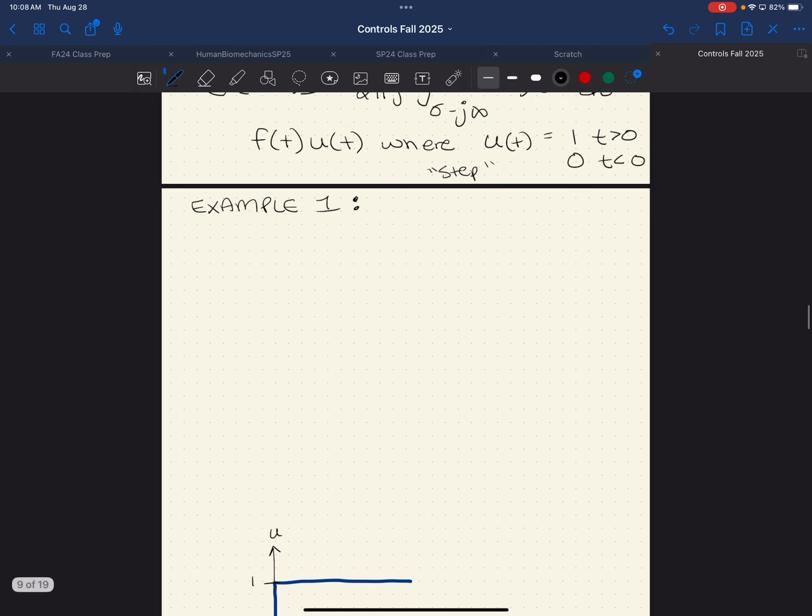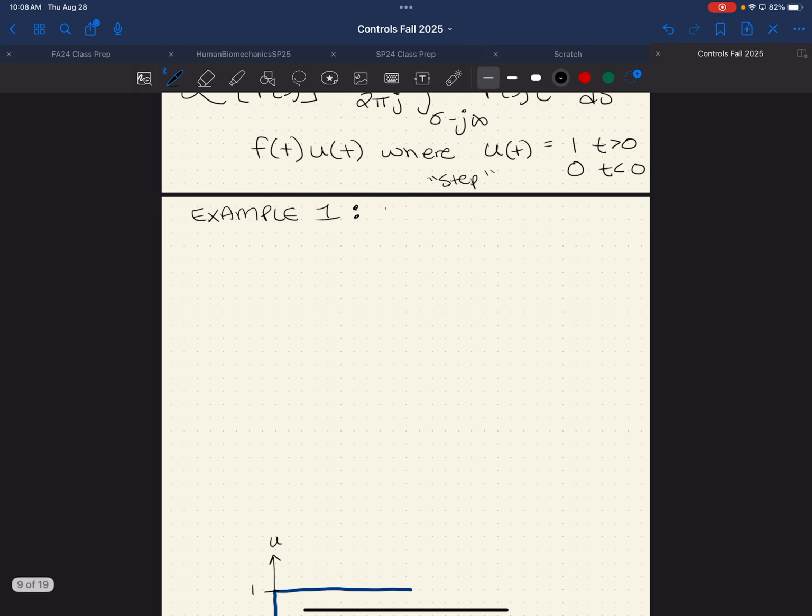So we're going to find the Laplace transform of our function of time, which is some scalar a times e to the minus a t times our step function u of t. All right, so let's remind ourselves of the definition.